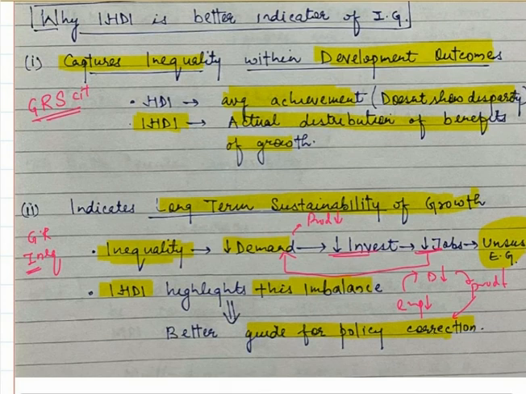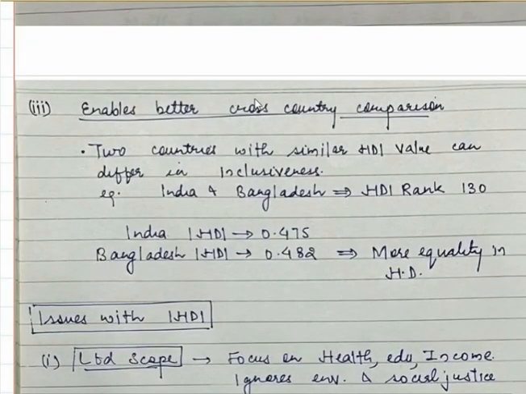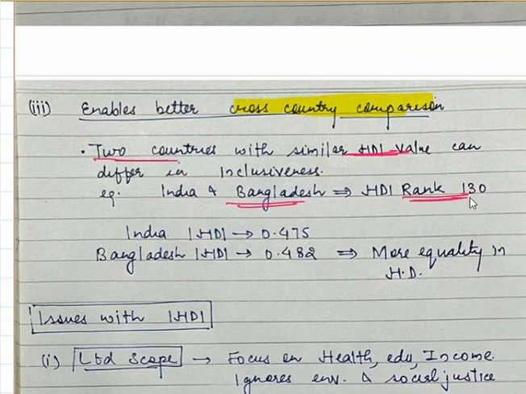Next. Why is it a better parameter? It's a better parameter because it helps us in cross-country comparison. It's quite possible that two countries have similar HDI value. For example, India and Bangladesh. For both of them, their rank is 130. Their index is the same. But India's IHDI is 0.475, Bangladesh's IHDI is 0.482. India's IHDI is lower. It means India has more inequality or Bangladesh has more equality.